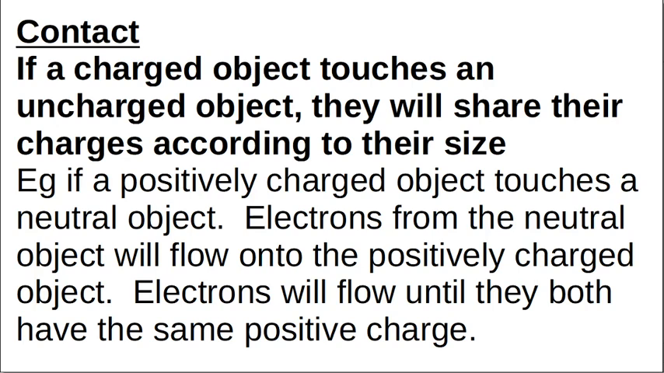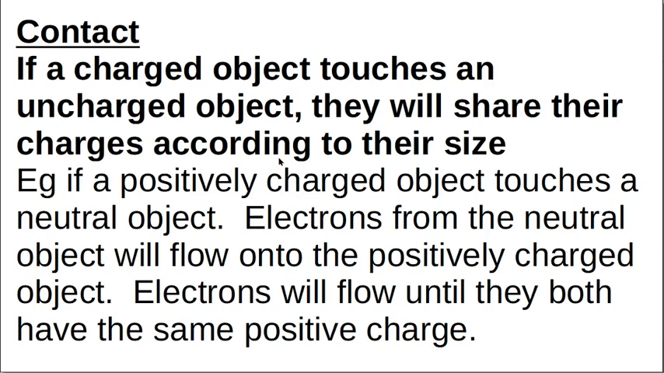Okay, so what happens is if you've got a charged object and it touches an uncharged object, little electrons are going to move. So for instance, here it says, if a positively charged object touches a neutral object, electrons will flow from the neutral object onto the positively charged object until both objects have the same charge. Now you're going, look here, positively charged object. This positively charged object is missing electrons.